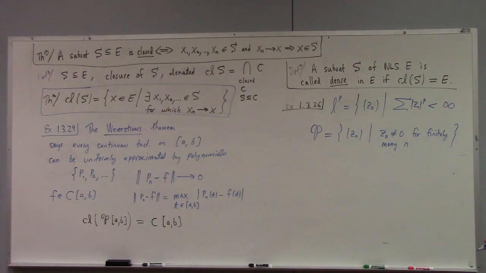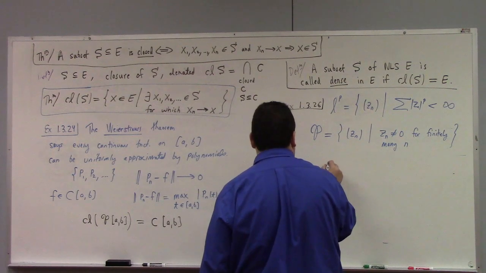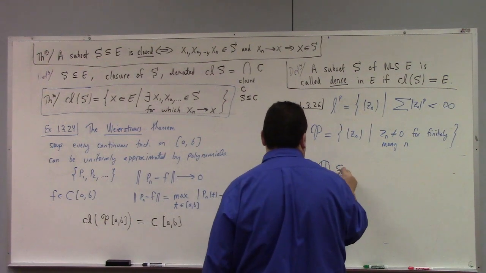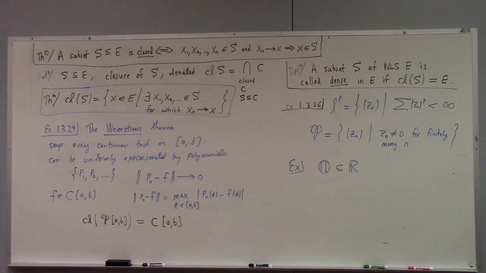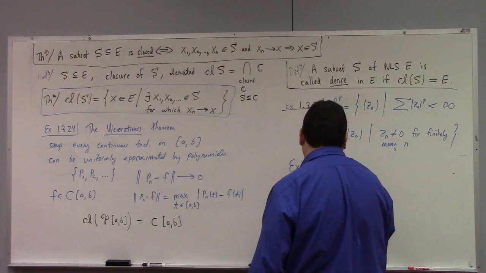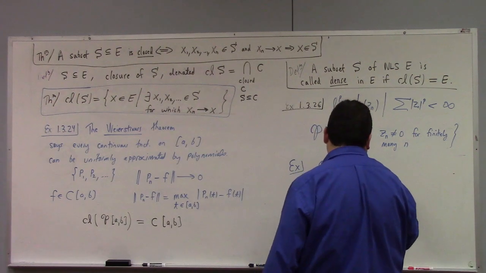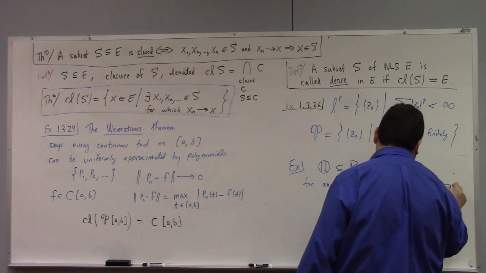There's so many other things to say about things that are dense. A more interesting example, which might be out of place here, but I'll give it anyway. You guys remember, if we look at the rational numbers, that's a subset of the real numbers, right? And any real number can be written as a sequence of rational numbers. So for any c in the reals, there exists c_n in the rationals such that c_n goes to c.